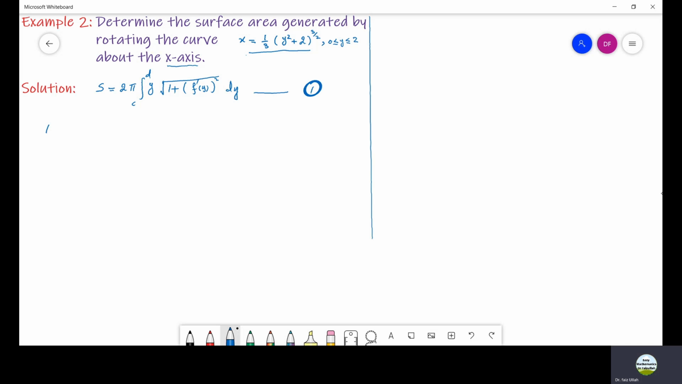Now for this formula here we have f of y, which is equal to 1 over 3 into (y square plus 2) whole power 3 by 2. So let us differentiate this. So we have f dash of y is equal to 1 over 3 into 3 by 2 (y square plus 2) whole power 3 by 2 minus 1 into inner differentiation, which is 2y. And now if we further simplify this, we have f dash of y is equal to (y square plus 2) whole power 1 over 2 into y.